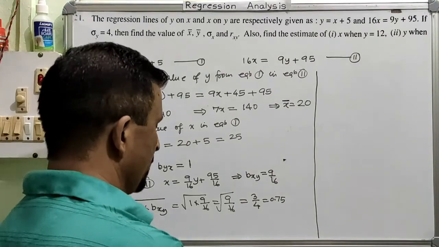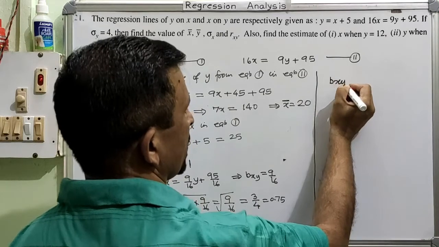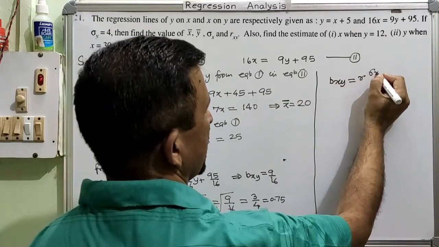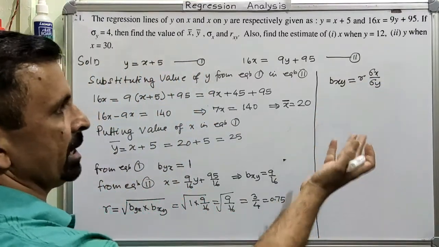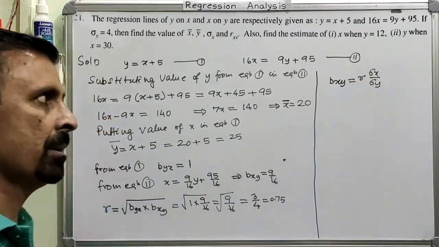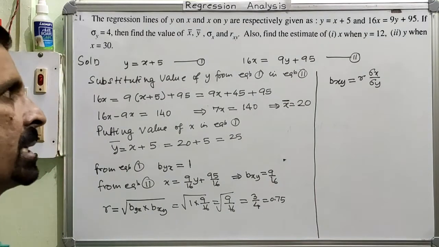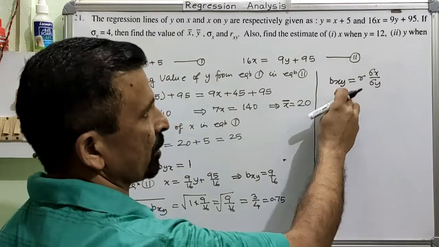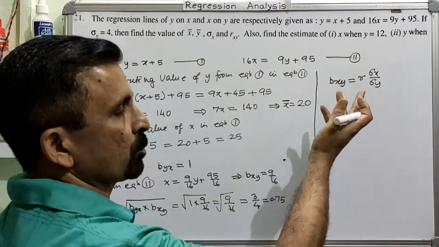Now the formula we have is bxy is equal to r into sigma x over sigma y. Right? We can use any one of the regression coefficients because the question is to find the standard deviation of x, and this standard deviation of x is available in both formulas, in the regression coefficient of x on y or in the regression coefficient of y on x. So you can use any one of the two formulas.